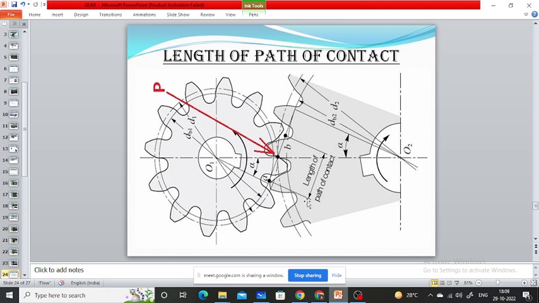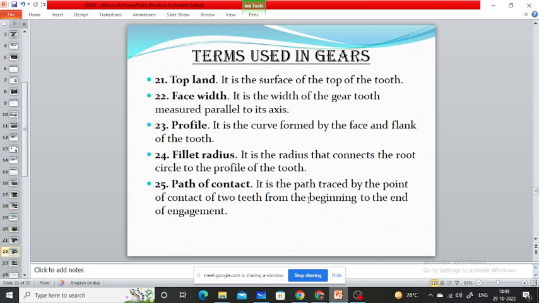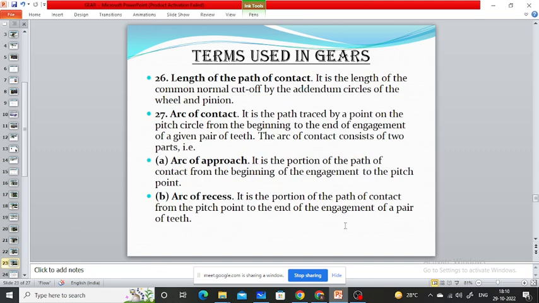Length of path of contact: what is path of contact? It is the path traced by the point of contact of two teeth from the beginning to the end of the engagement.